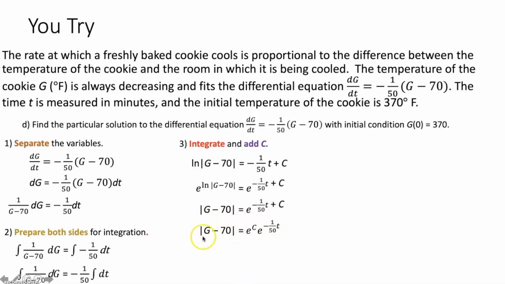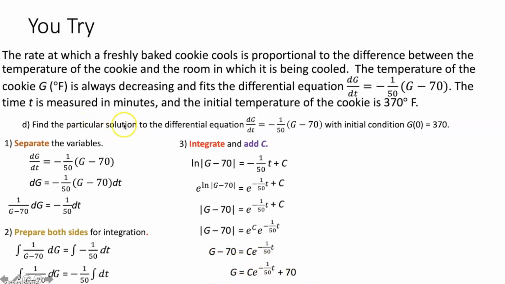And I also want to drop my absolute value bars over here. So it's going to be plus or minus a constant. And since plus or minus a constant is still just a constant, we can just rewrite this plus or minus e to the c in front as capital C. It's just our constant of integration. Now all we have to do to get our general solution is just get g by itself. So we add 70 to both sides, and we now have our general solution.